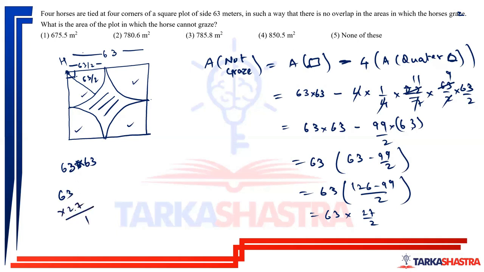27 threes are 81, 8 carries. 27 sixes are 162 plus 8, 170. So 1701 by 2. So that is 850.5 meters square.